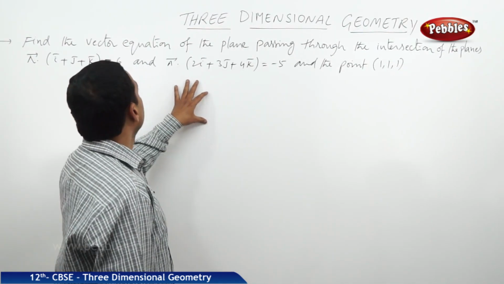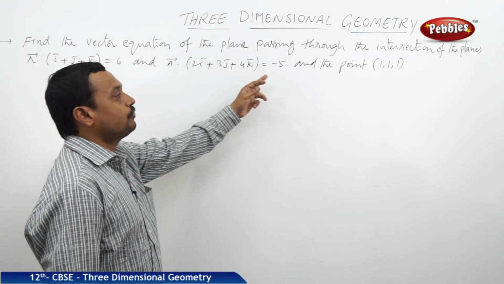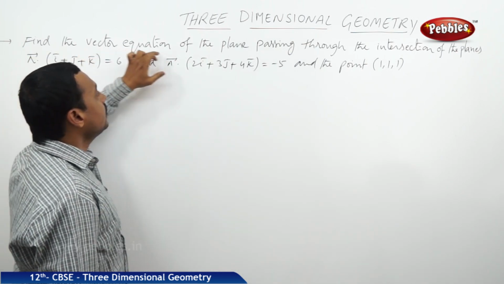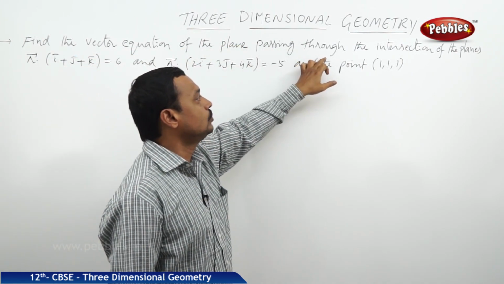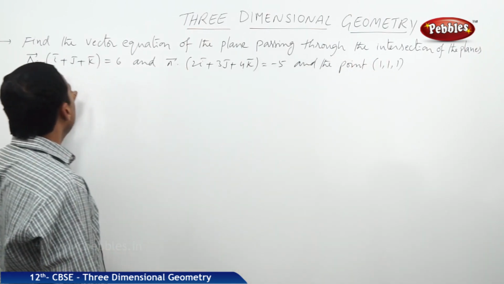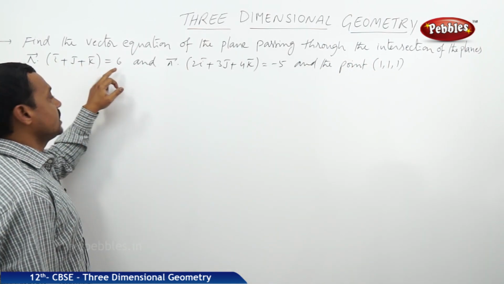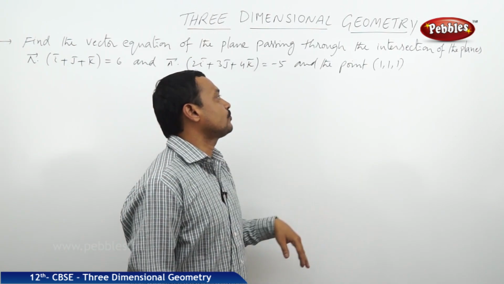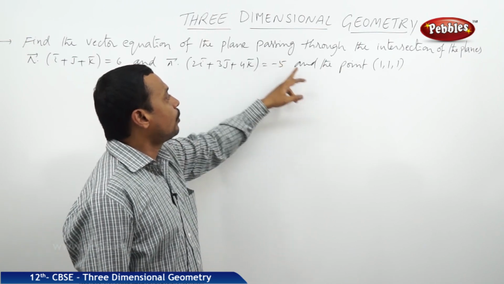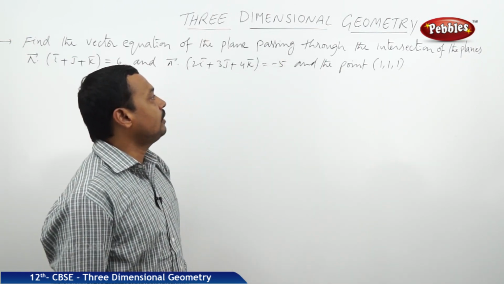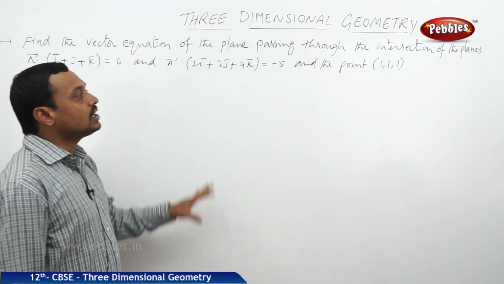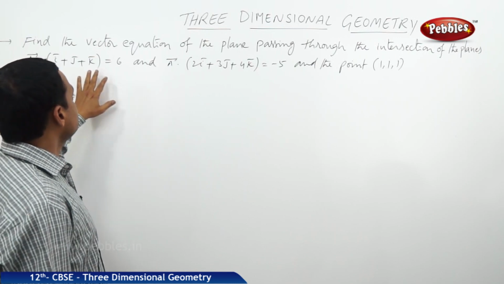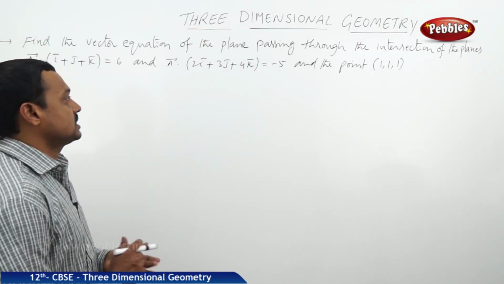Now we have a problem on the point of intersection of two planes. Find the vector equation of a plane passing through the intersection of the two planes r dot (i + j + k) = 6 and r dot (2i + 3j + 4k) = -5, as well as passing through the point (1, 1, 1). What is the vector equation of the plane passing through the point (1, 1, 1) as well as the intersection of these two planes?